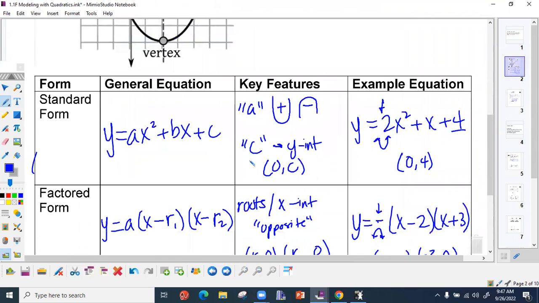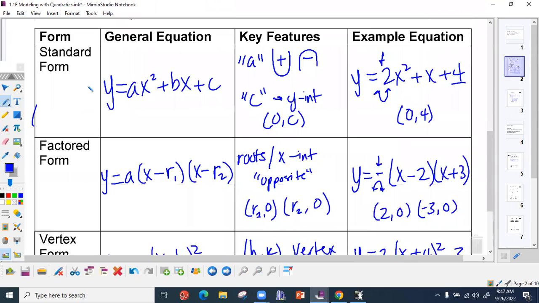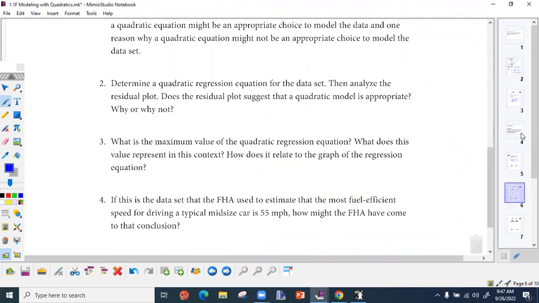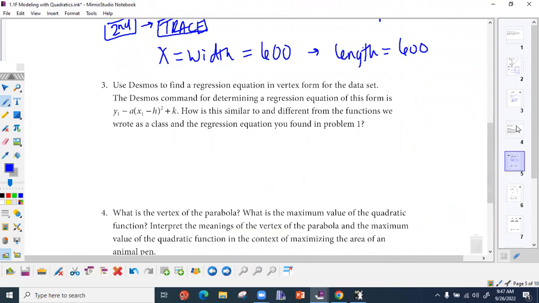Y'all remember doing this? The 3 different forms. So we have standard, factored, and vertex. If a problem asks you what is it in vertex form, in order to be in vertex form, we would have to know our maximum or our minimum and our a value. That's all you need to know.